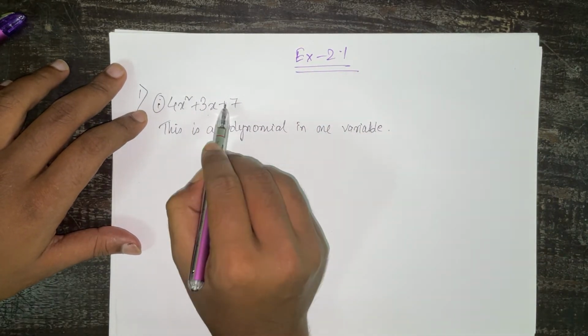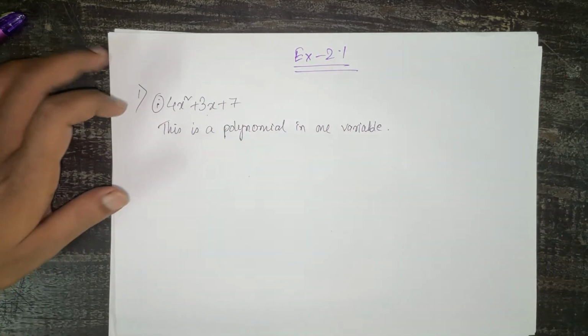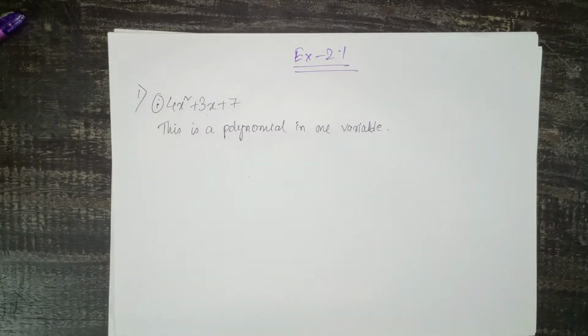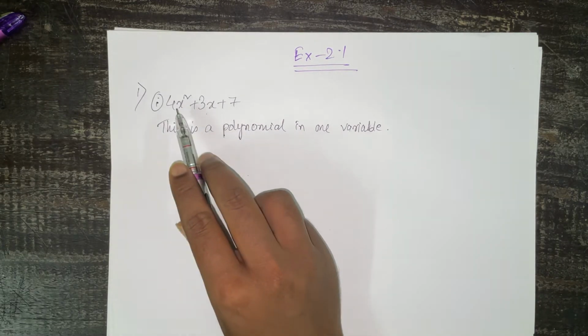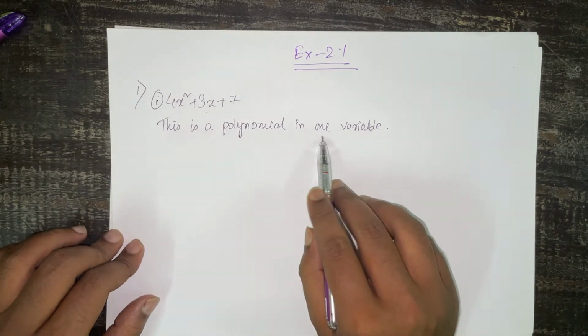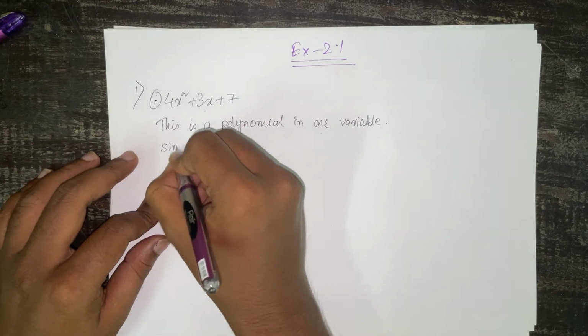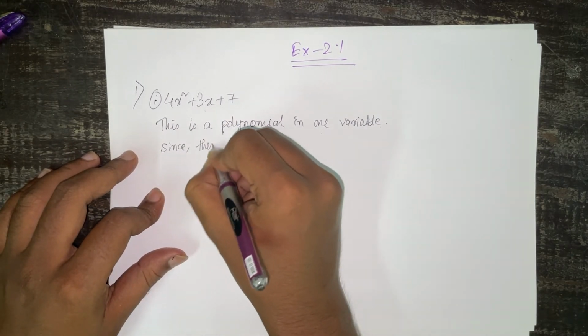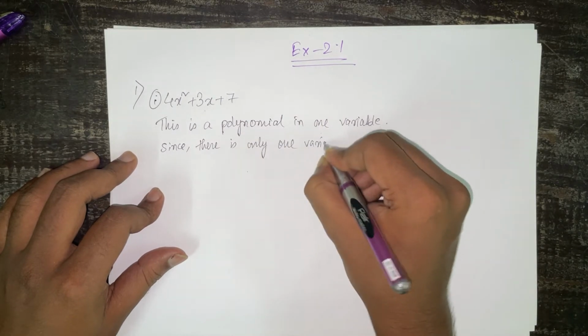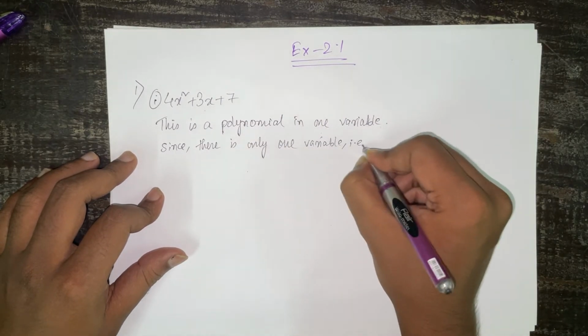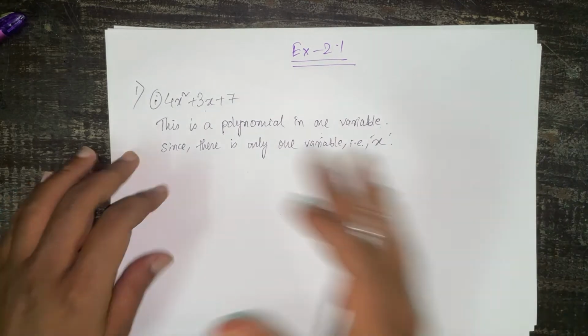Don't consider the powers. Powers will be different for different terms. What we need to see is if the type of variable is a single type. So here only x is the variable, so it is a polynomial in one variable since there is only one variable, that is x. Okay, very simple.